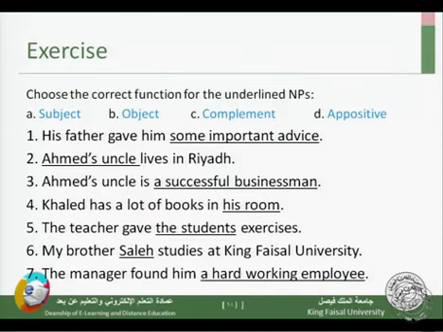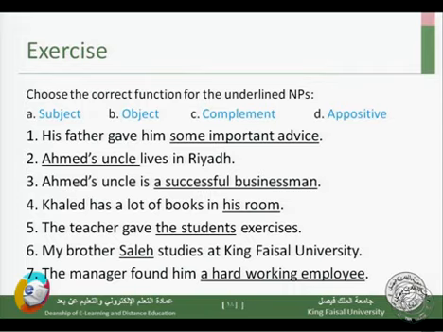In number 6, my brother Saleh studies at King Faisal University. So my brother Saleh, here we have my brother and we have Saleh. My brother is a nominal group, if you remember, a type of noun phrase. Saleh is a noun, a proper noun, and it is also a type of noun phrase. So we have two noun phrases, they came right after each other, and they both refer to the same person. So the speaker's brother is called Saleh.